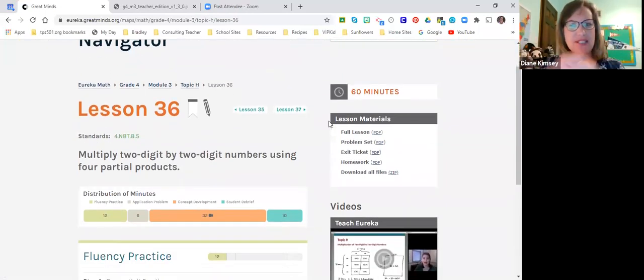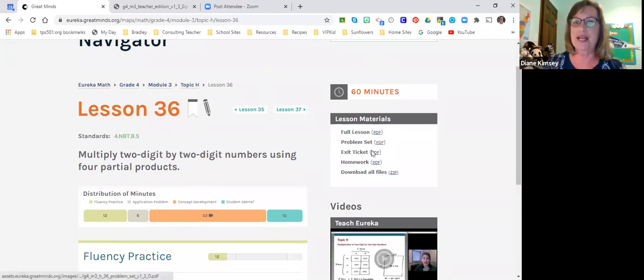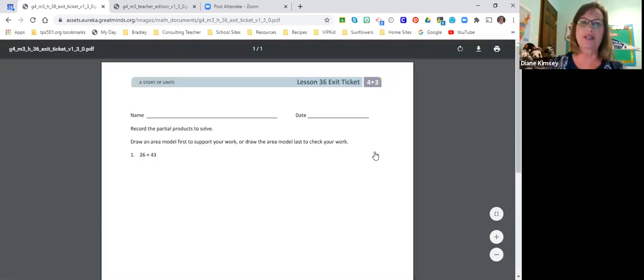Again, pretty much every single Eureka Math lesson at the 3rd grade, 4th grade, 5th grade level is going to take you 60 minutes to teach. Here is a peek at your entire full lesson, the problem set, and the exit ticket. The first thing I'm going to look at is the exit ticket, because the exit ticket is telling me what I, as the classroom teacher, must make sure that my students know how to do in order to be successful with this lesson. So I'm going to bring up the exit ticket. That's the first thing I'm going to look at.